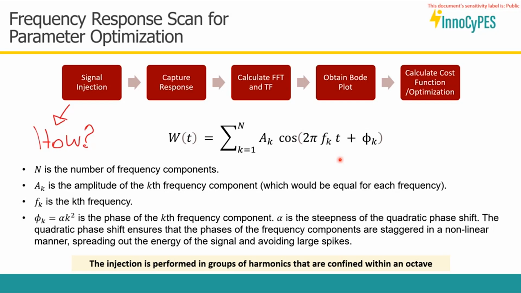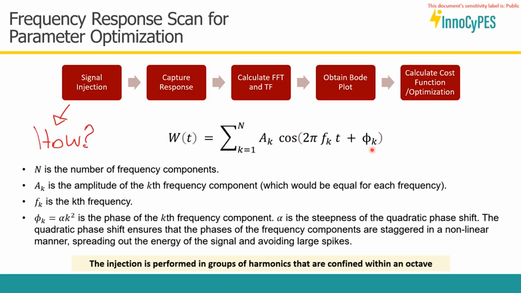We summed many harmonics of that specific voltage. For that specific region, we wanted the harmonic range confined in an octave, because if you put a very big spectrum of harmonics, you can have some interferences and issues in getting a realistic result out of that. So that's why we decided to confine them. Here n is the number of frequency components, ak is the amplitude of the kth frequency component, and fk is the kth frequency.